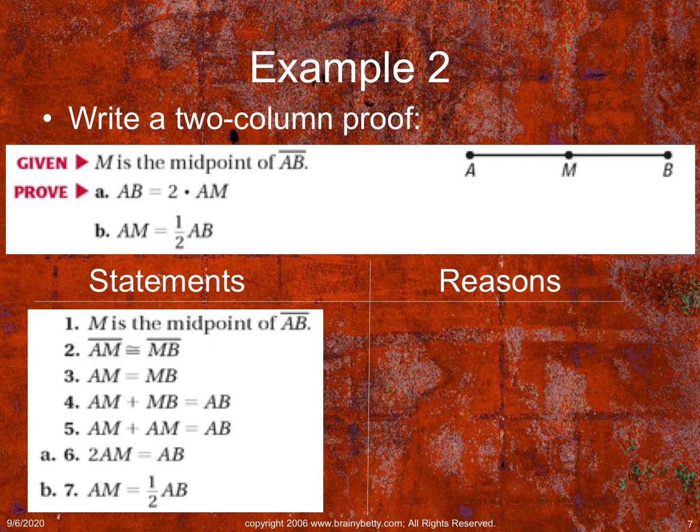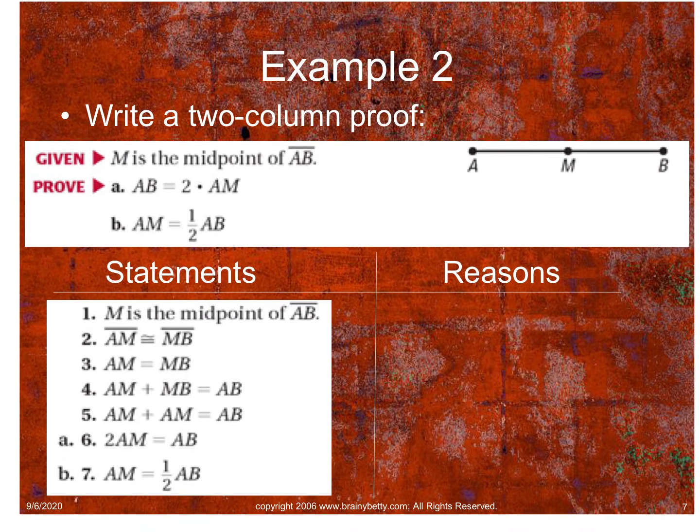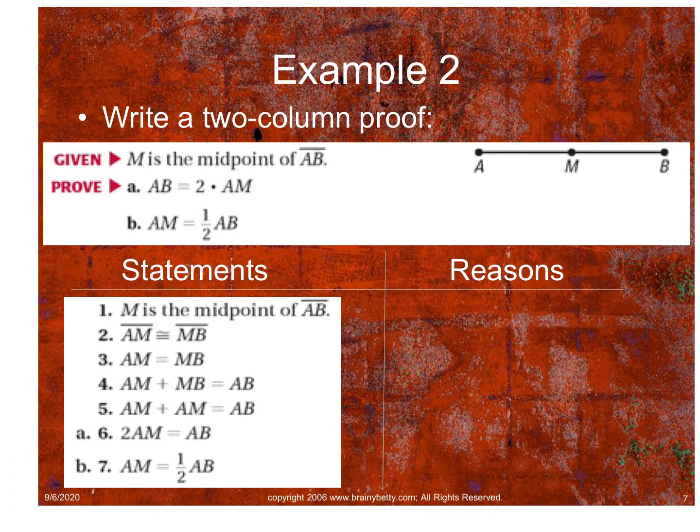This one is bringing in our knowledge of a midpoint. So here it's telling me that M is the midpoint of AB. You should know by definition of a midpoint that it splits the segment into two congruent pieces. So this tells me that AM is going to be congruent or equal to MB. And that's what I need to put into my proof. And that's the second statement.